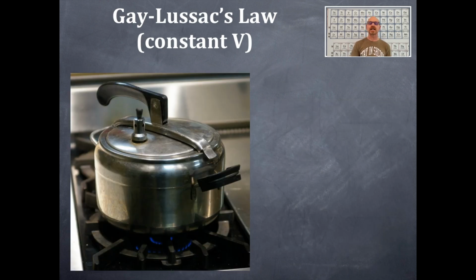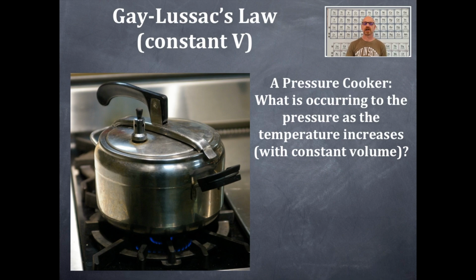Here's an application of Gay-Lussac's law: a pressure cooker. What is occurring to the pressure as the temperature increases with constant volume? In a pressure cooker, the temperature goes up, and the gas from the boiling water has nowhere to go except to stay in that container. So the pressure builds up. As you increase the pressure, you increase the temperature, and that's why things cook in a pressure cooker much faster, because it's actually at a much higher temperature.